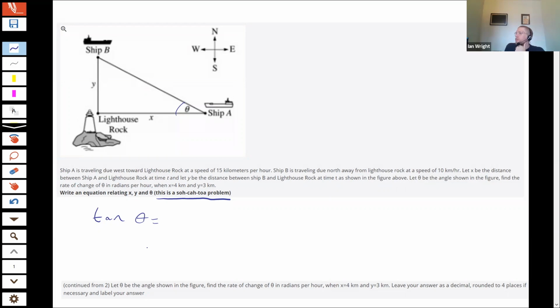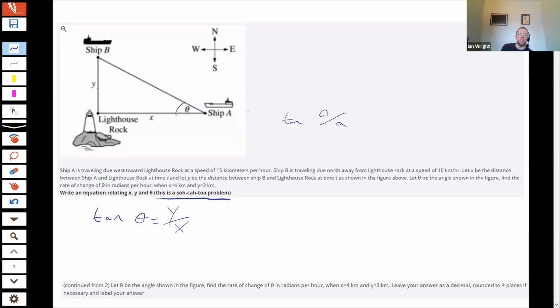You guys probably learned this from Miss Probst, I would think. Yeah, it's opposite over adjacent. Good. So tangent, TOA, opposite over adjacent, would be y over x. Okay. So there's our equation, right? And that's all there is to that one.